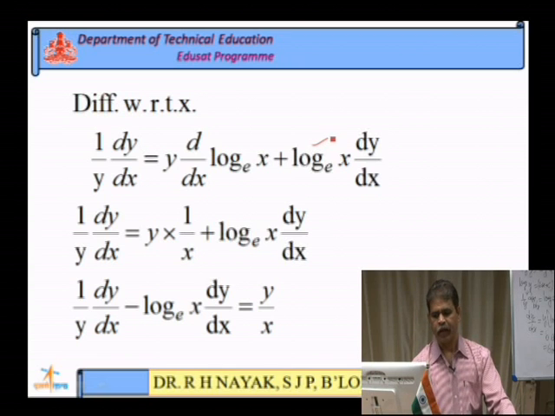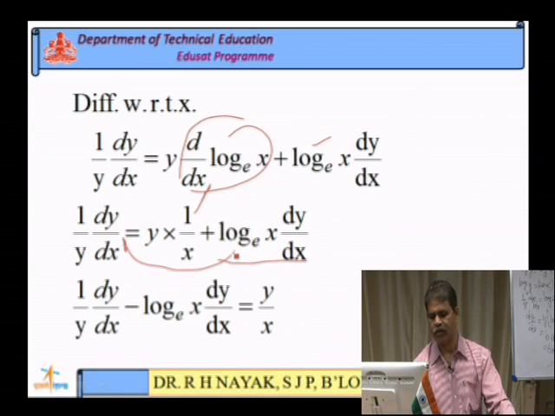Keep y as it is. Differentiation of log x is 1 by x, is it right? Plus keep log x as it is. Differentiation of y is dy by dx only. So 1 by y into dy by dx, this dy by dx term is transferred to the right side, it will become minus log x into dy by dx, which is equal to y into 1 by x, it is y by x.